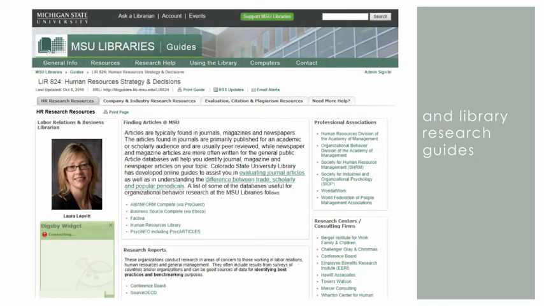Here's another LibGuide. Notice how the guides are often tied to specific university courses? This one, for instance, is for LIR 824, Human Resources and Strategies. Students taking this course that have been assigned a research paper now have a great starting point without doing much work at all. See how we're lessening the learner's intrinsic load?